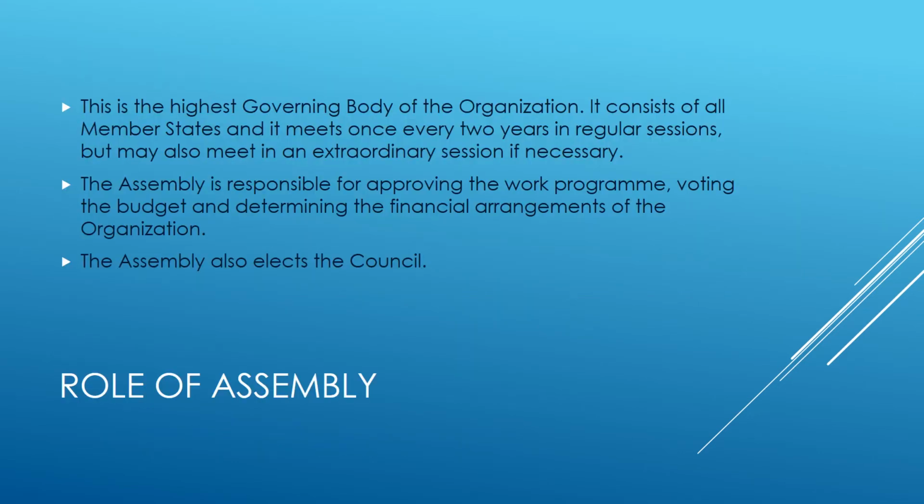The Assembly is the highest governing body of the organization. It consists of all member states and it meets once every 2 years in regular sessions, but may also meet in extraordinary session if necessary. The Assembly is responsible for approving the work program, voting the budget, and determining the financial arrangements of the organization. The Assembly also elects the Council.